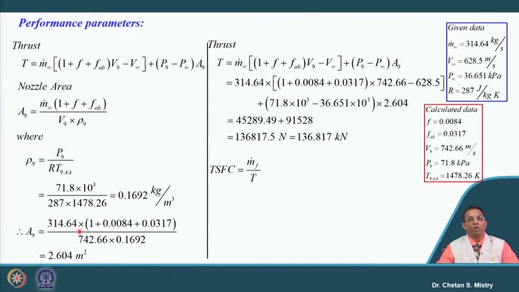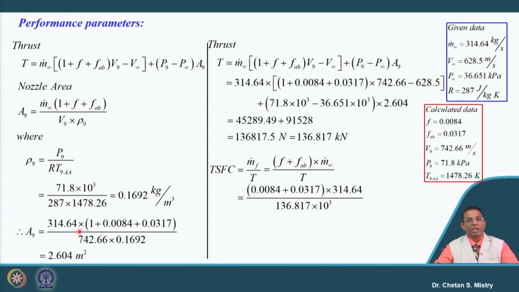Okay. Now, next parameter we want to calculate is the thrust specific fuel consumption. Same way, now you are expert enough to understand, it is given by (F plus FAB) into m dot divided by thrust, and if we put all these numbers, it says my thrust specific fuel consumption is coming to be 0.0922 gram per Newton second.